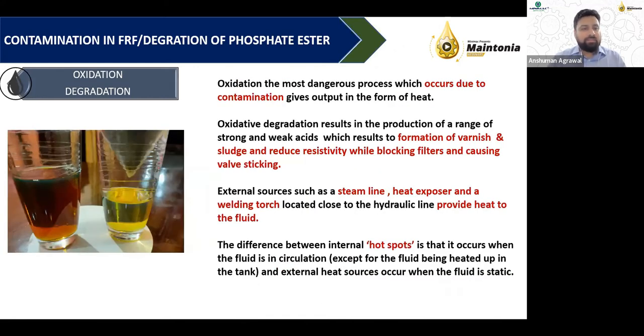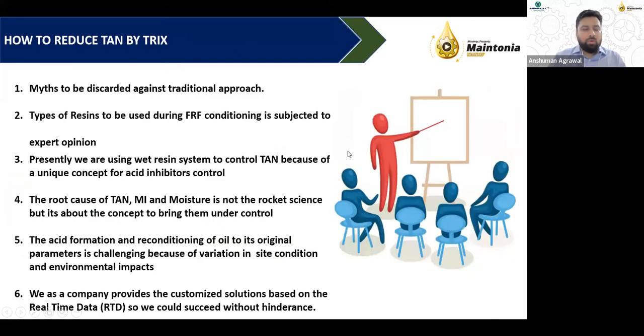And then we have these oxidation related degradations, which would lead to further formation of varnish, and as we mentioned here, blocking of filters and valve sticking related problems. So let us go on to the next slide and talk about how to reduce the total acid number by tricks. Tricks is a latest methodology because we talked about the contaminants. It's very important. Before we end this webinar today, we are already crossing time.